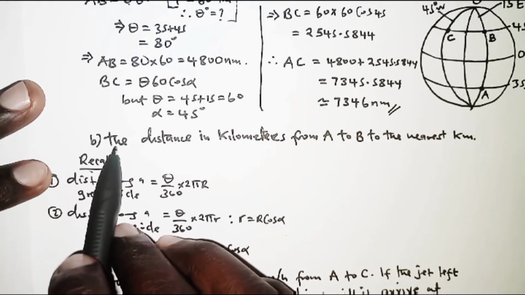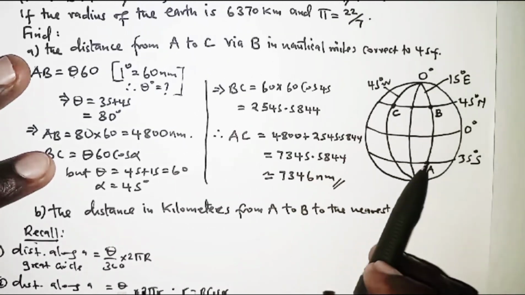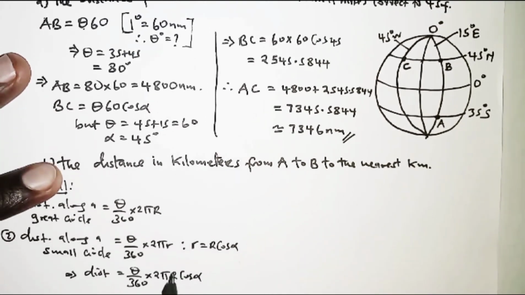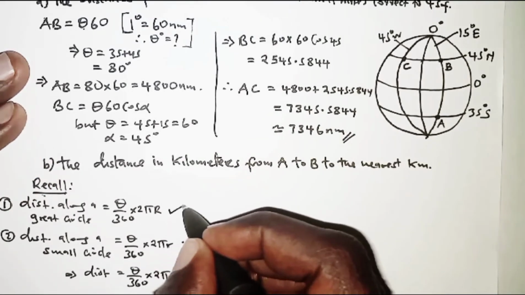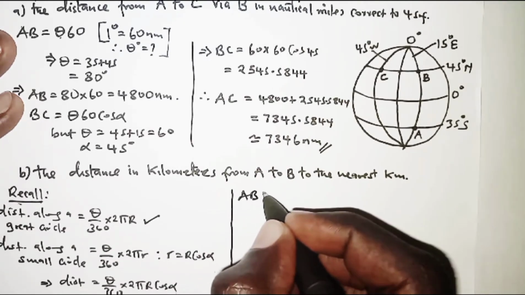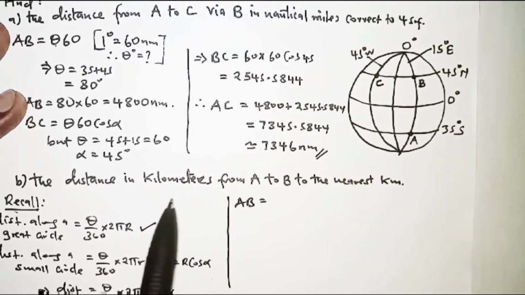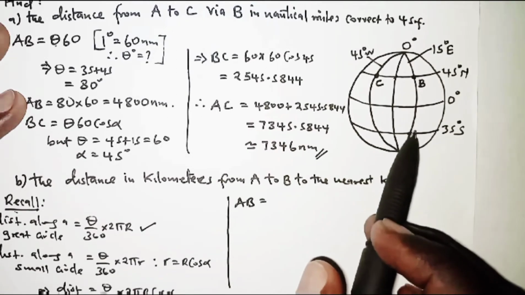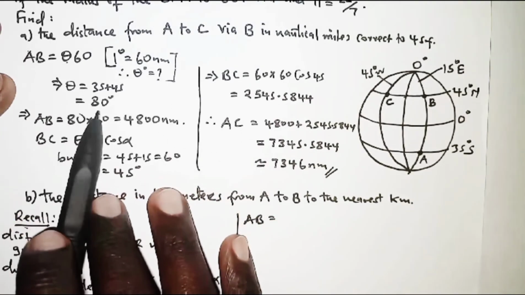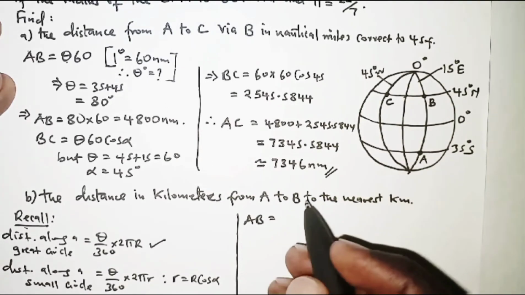So the distance in question here is the distance from A to B. When you move from A to B, you're moving along a great circle, that is a longitude. Therefore, we are going to use this formula here. So that means AB is equal to the angle difference theta. Theta is the angle difference between A and B. Fortunately, we had done it earlier on. The angle difference was 80. So between 35 degrees south and 45 degrees north, we have angle difference of 80.